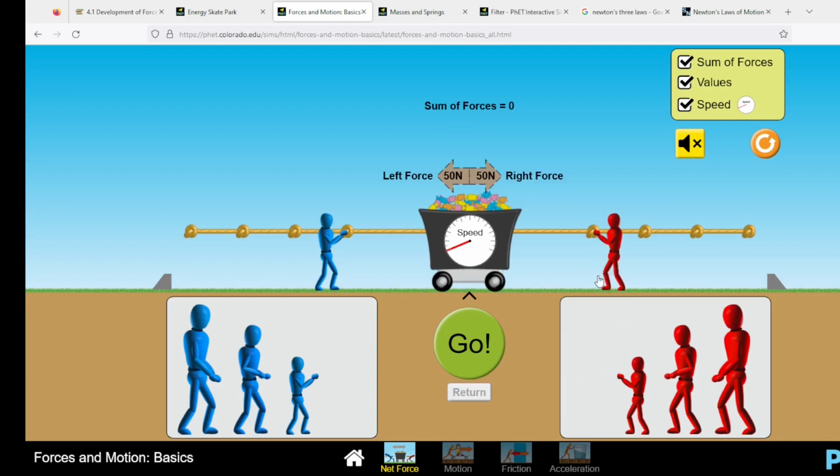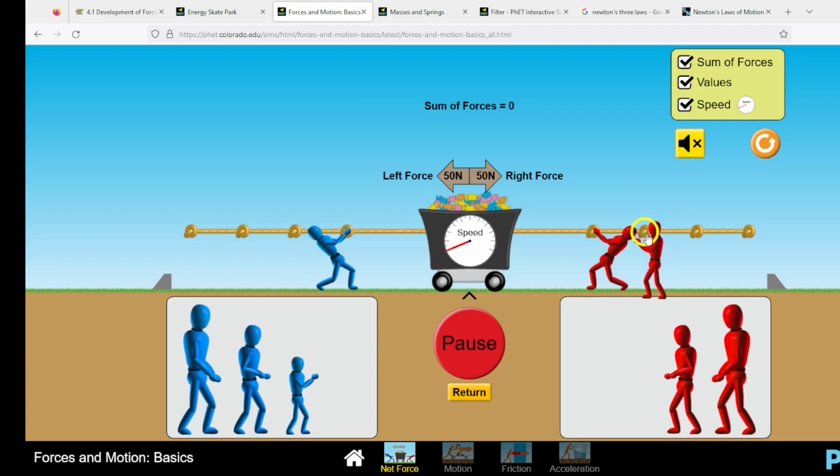What about if I have another guy who's the same size and strength as the first guy? That is, I have a red guy pulling to the right and a blue guy pulling to the left. And then we say go. Look at the sum of forces at 0. Can you guess what's going to happen? I think you guessed that nothing would happen. There's no acceleration because there's no net force. They're both pulling with the same force.